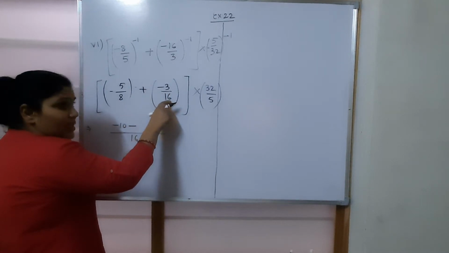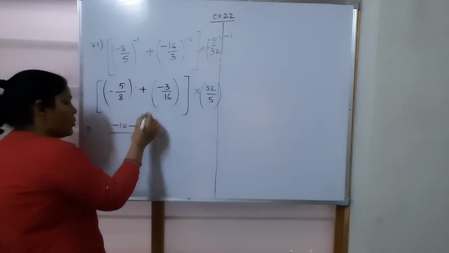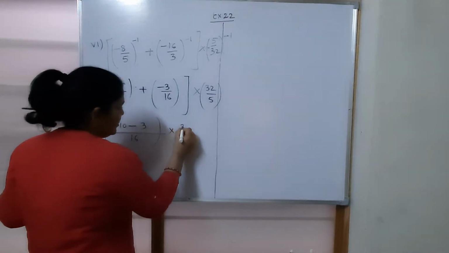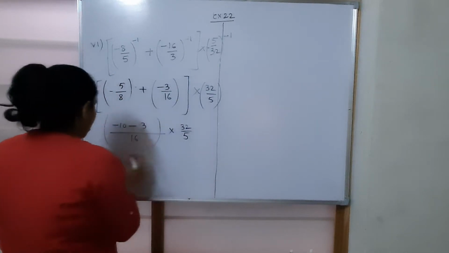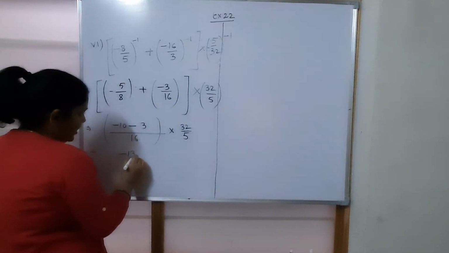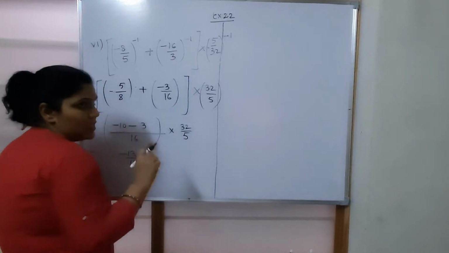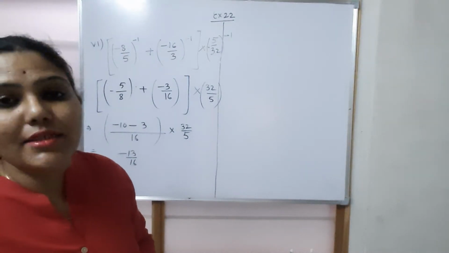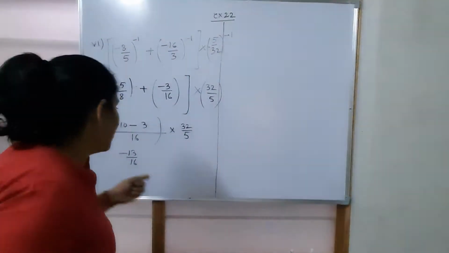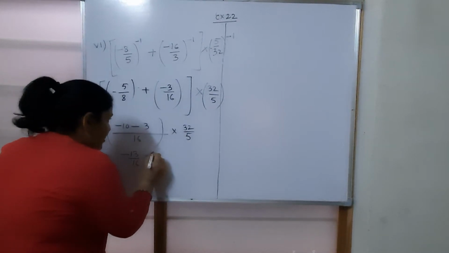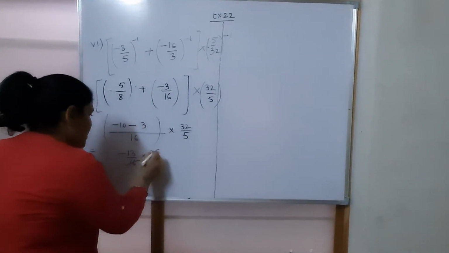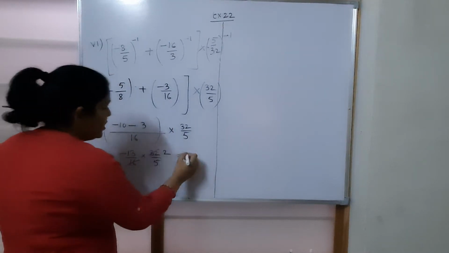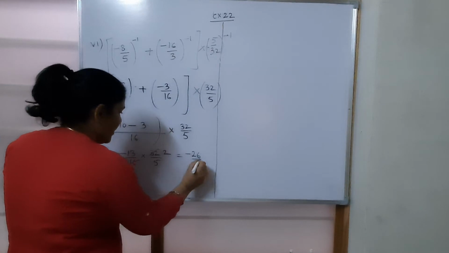By what number should I multiply 16 to get 16? By 1. So 3 into 1 it will become 3. Minus 3 I have taken. And then we have 32 upon 5 and the multiply sign is there. So this is going to be minus 13 upon 16. Minus 10 minus 3 will be minus 13. Minus plus minus, and the sign will be minus. So this is minus 13 upon 16 multiplied with 32 upon 5. So 16 twos are 32. Now minus 13 into 2 will be minus 26 upon 5.